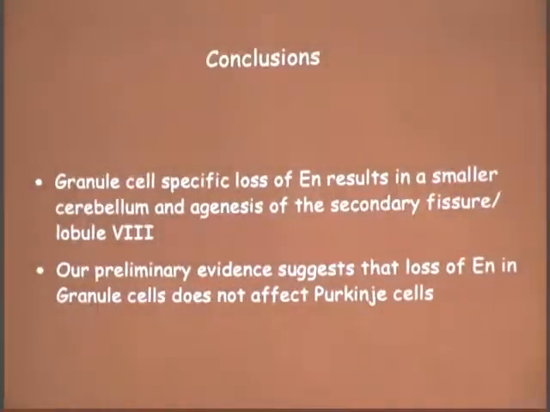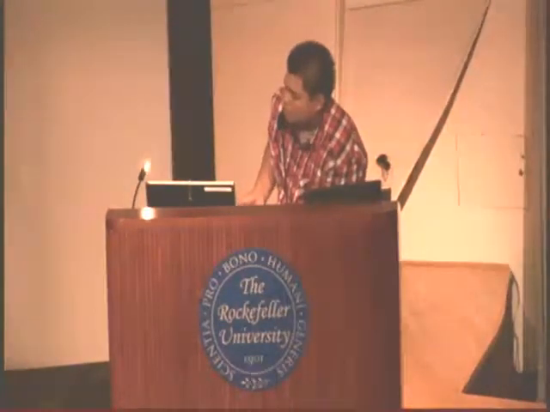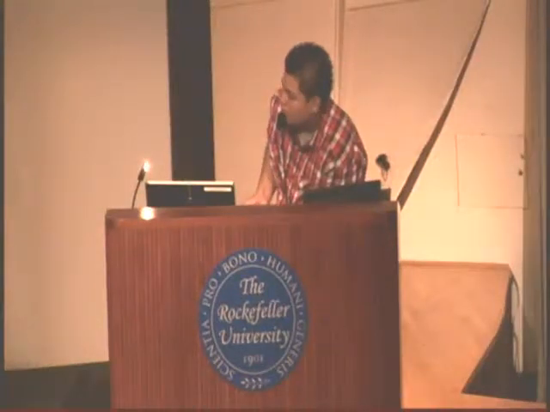So we've concluded that granule cell specific loss of Engrailed results in a small cerebellum size and agenesis, or non-formation, of the secondary fissure and the 8th lobule. And our preliminary evidence suggests that the loss of Engrailed in granule cells does not affect Purkinje cells.